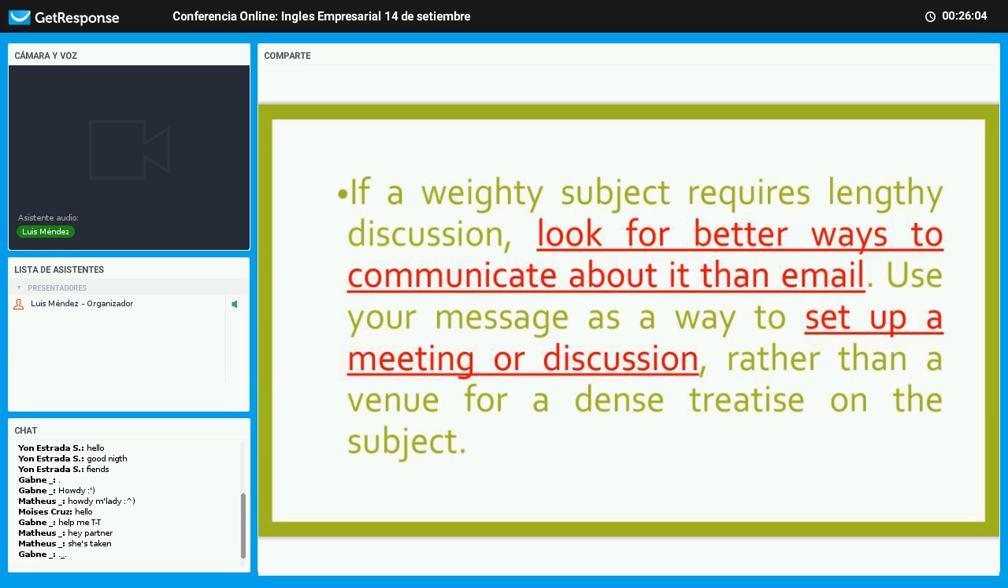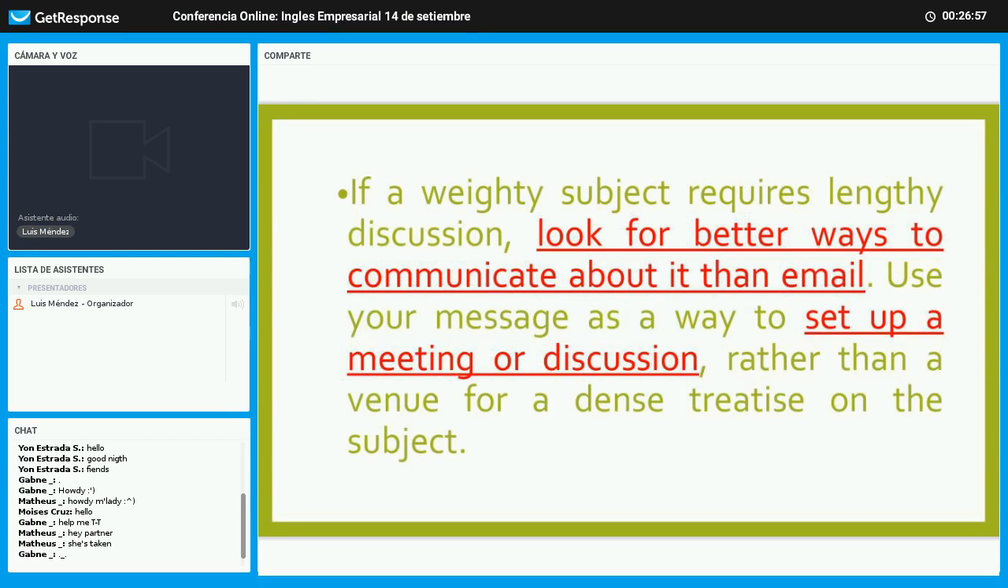Now, this is important, and we need to keep this into account to have this clear. If a weighty subject requires lengthy discussion, look for better ways to communicate about it than email. What do we mean by this? The email is not going to be the appropriate tool to talk about a very complex topic. You have to use your message as a way to set up a meeting or discussion rather than a venue for a dense treatise on the subject. It means by the email, you only plan a meeting, plan a discussion, but don't start one using the email.